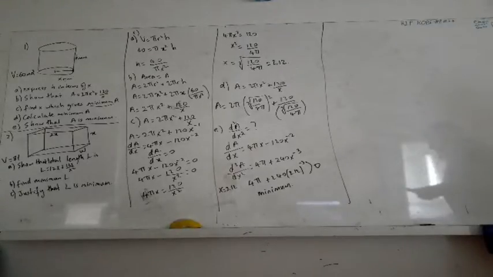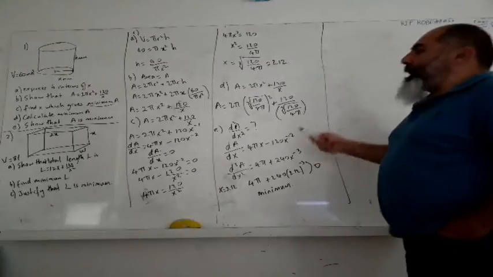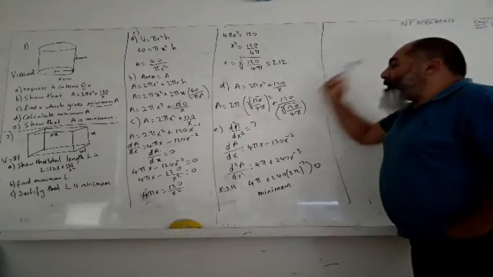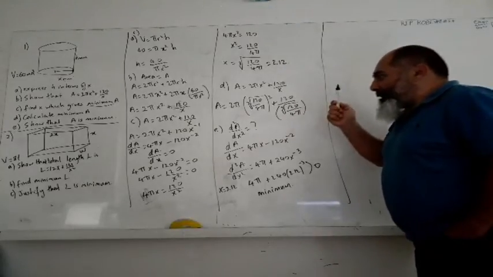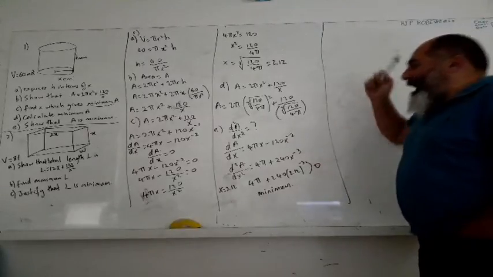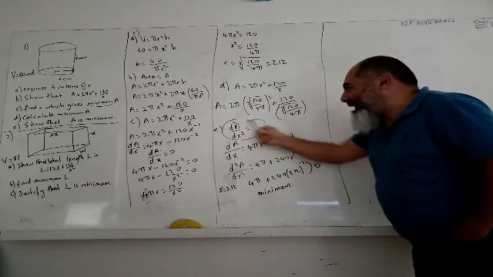Yes. Again, part E, last time. Show that A is minimum. To be able to justify that, we have to take the second derivative. And what is the second derivative? It is the derivative of the first derivative.